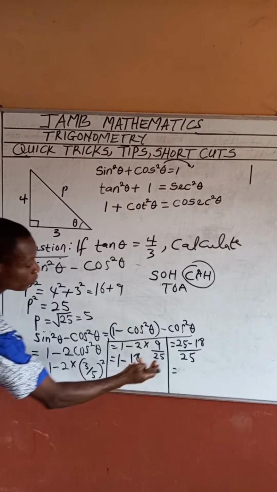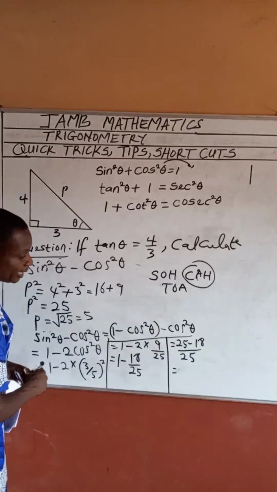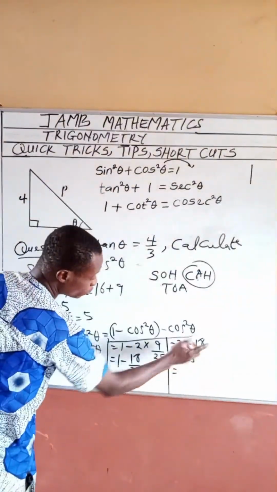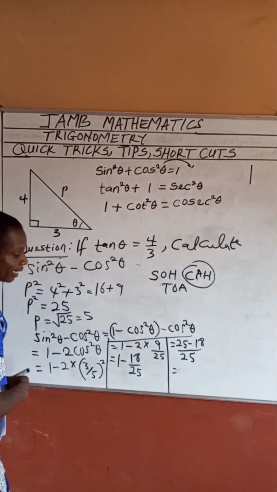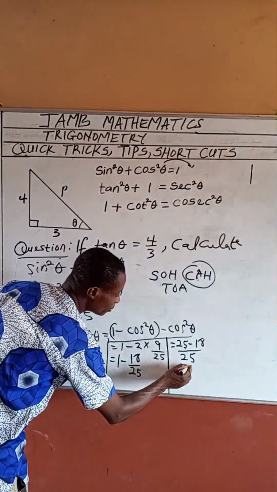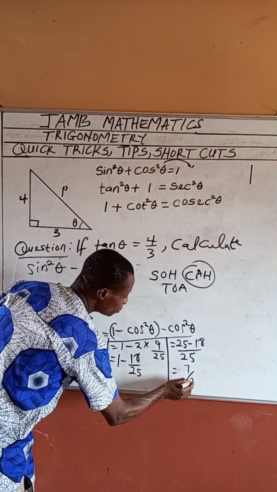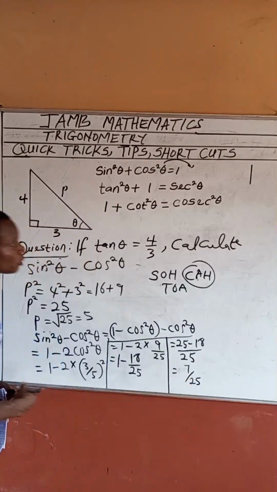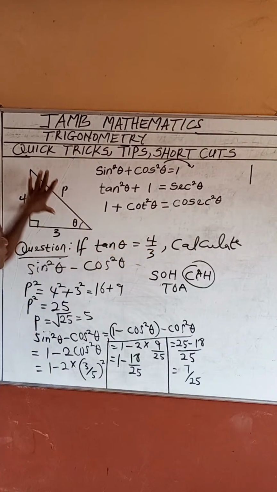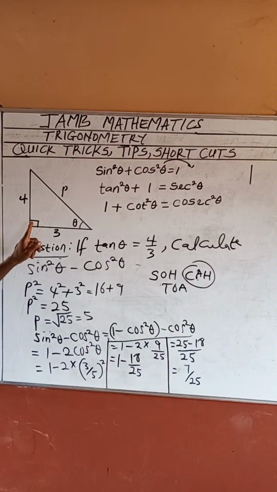What are we going to add to 18 to make 25? Is it 6? If you add 6, that's 24. So it's 7, which means we are adding 7. Which means the answer is 7 over 25. This is the solution to this particular question, without using a calculator. Just go ahead and substitute using this kind of triangle. This is a right-angled triangle. A triangle that is right-angled at a point is called a right-angled triangle.